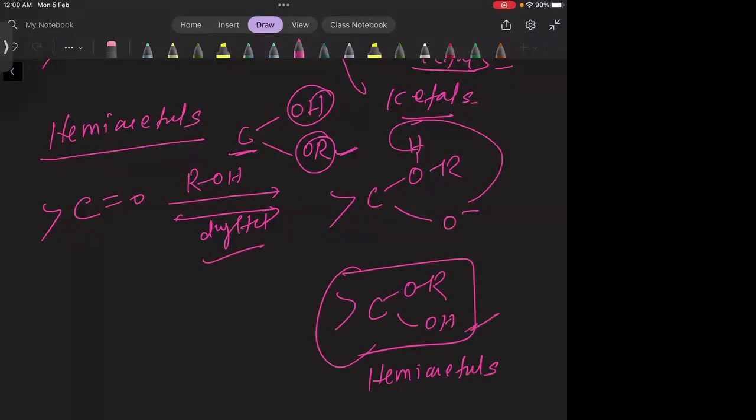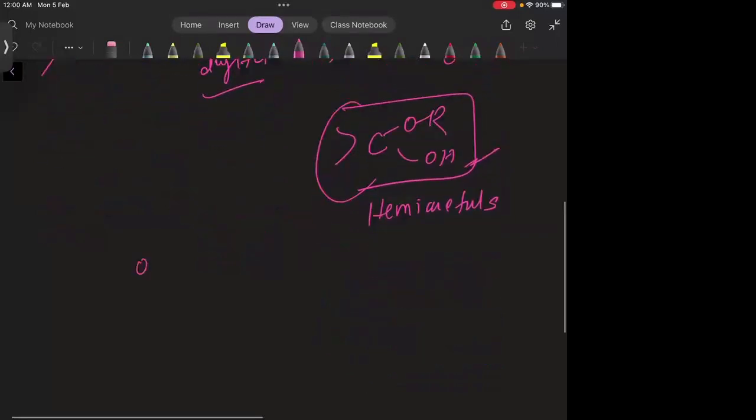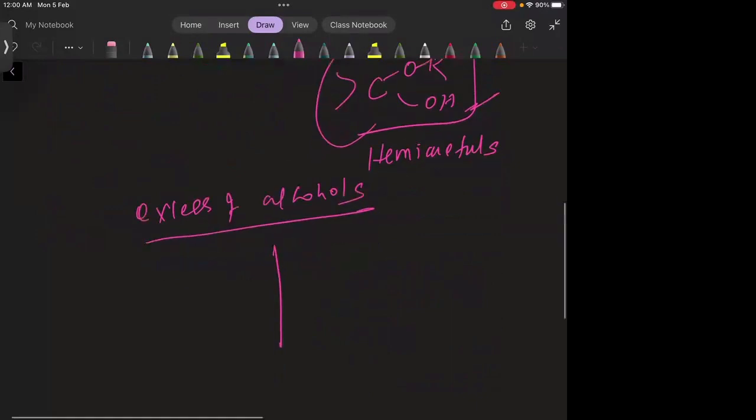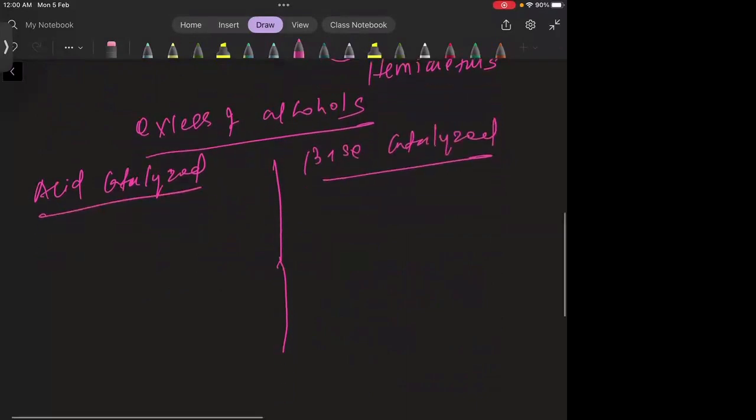And if two moles of alcohol are taken, then the acetal will form. But what will happen when an excess of alcohol is used? We understand this by two mechanisms. One is acid catalyzed. Second is base catalyzed mechanism. Correct. So first we understand the acid catalyzed mechanism.